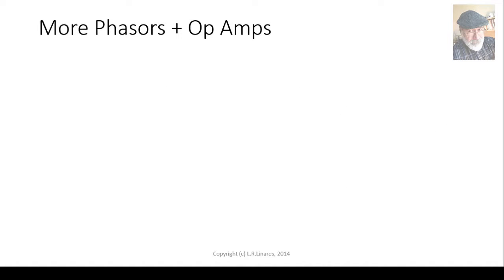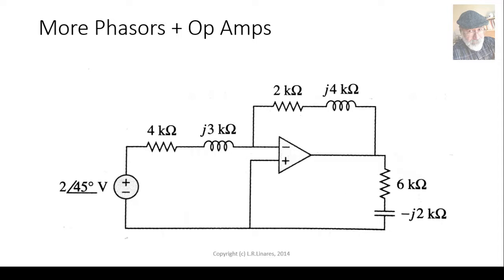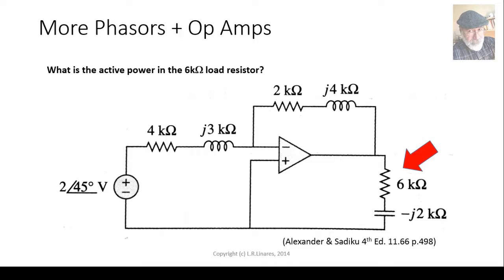More phasors and more amps because it's so important. This circuit looks a little bit like the previous one, but in this case Z2 is a series RL circuit. It's an exercise also from the Alexander and Sadiku 4th edition, problem 11.66, page 498. The question is, what is the active power in the 6 kilo ohm load resistor in that one?